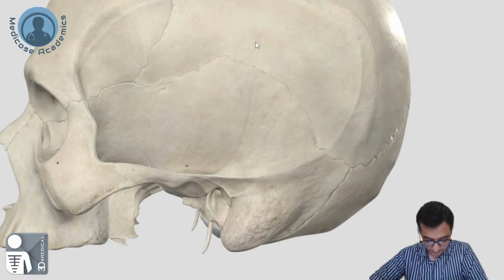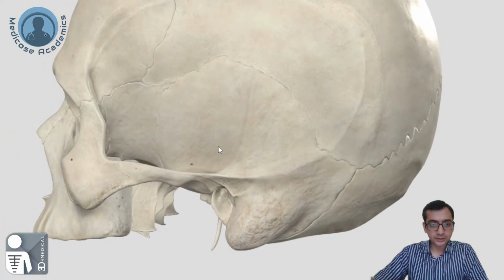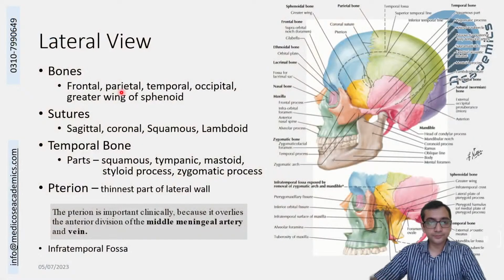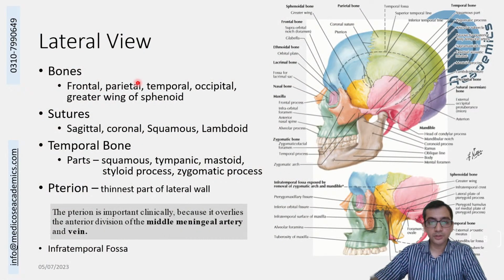What more about the lateral aspect? So these are almost all the things about the lateral aspect. Let me see if I've covered these things. So we have discussed the frontal bone.